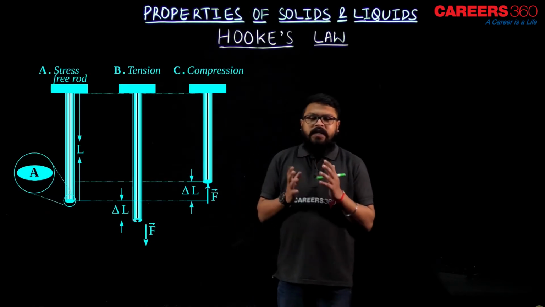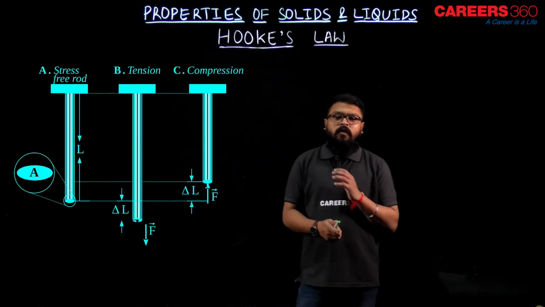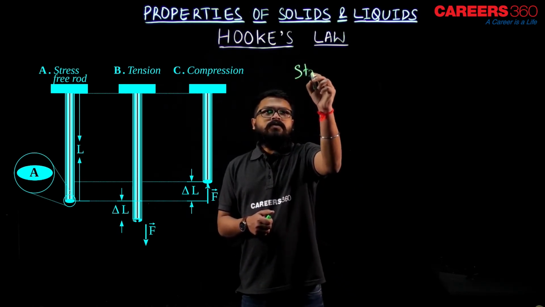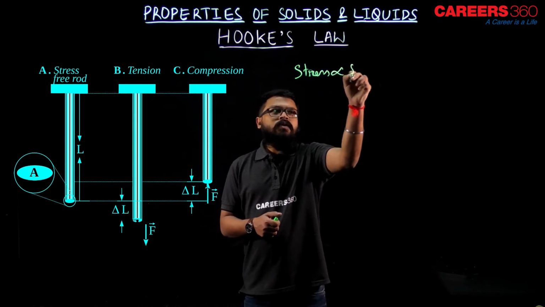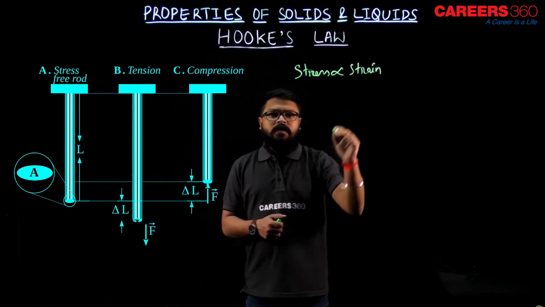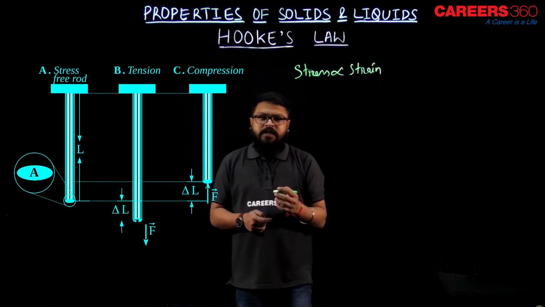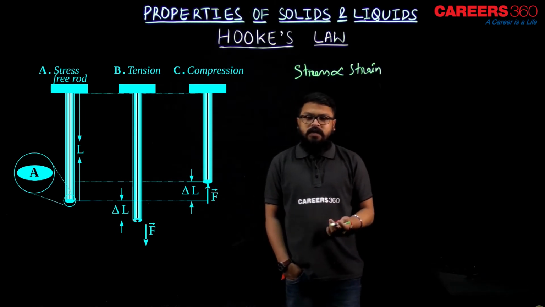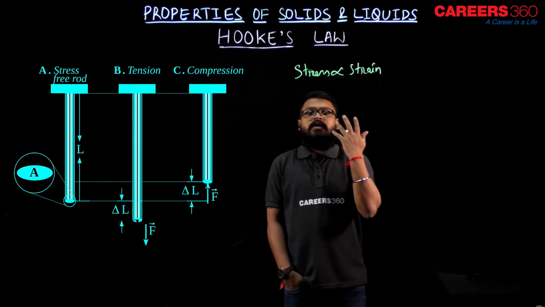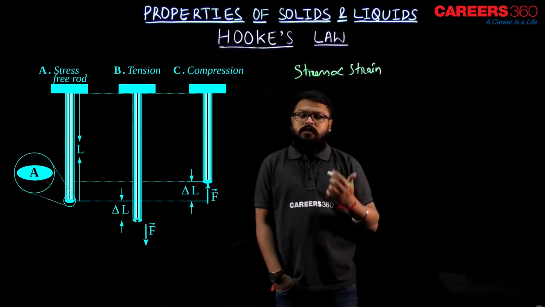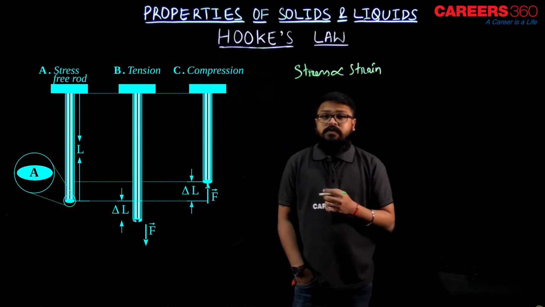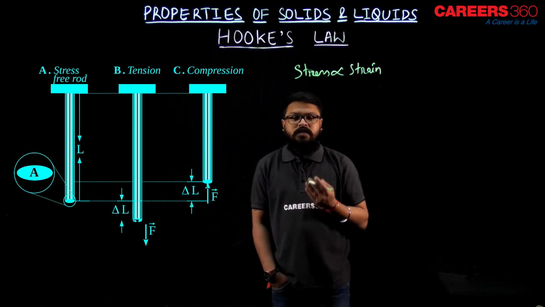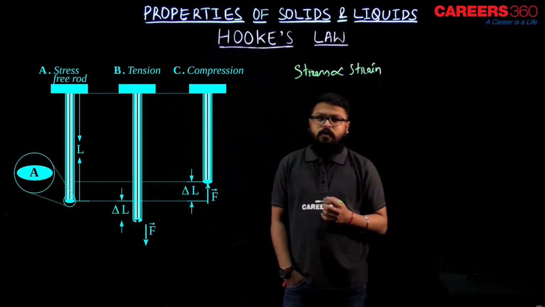Basically, when I say stress is proportional to strain, I mean all types of stress and strain. That means longitudinal stress is directly proportional to longitudinal strain, that is tensile stress or compressive stress directly proportional to tensile strain or compressive strain. And of course, shear stress is directly proportional to shear strain, and volume stress is directly proportional to volume strain. I hope you got that, right?